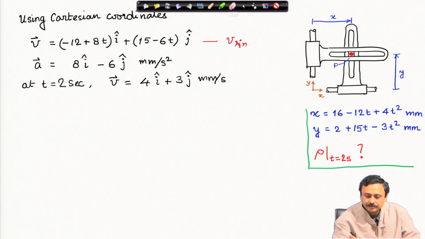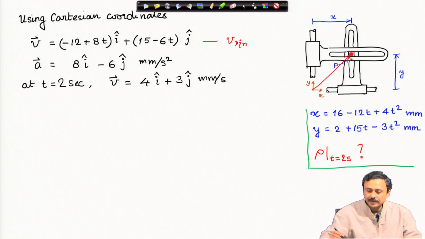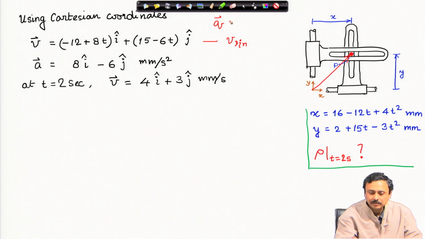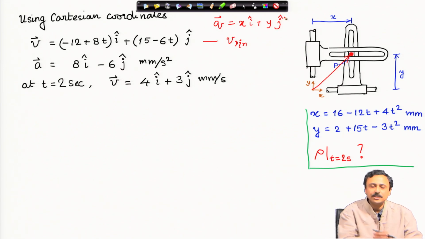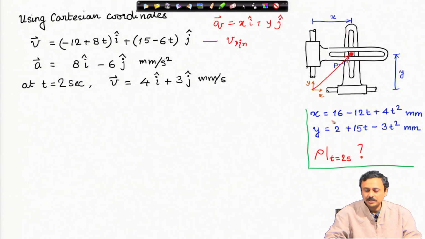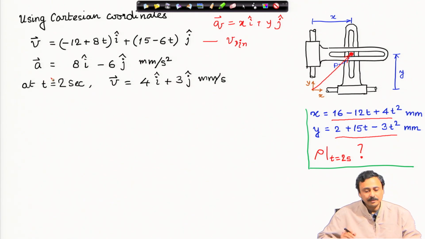So, the velocity of the pin is given by its coordinates. The position vector of the pin is x i cap plus y j cap, and I just differentiate this position vector to get the velocity vector, which you can easily find from here by differentiating x and y, as they are given explicitly as functions of time. So, I can differentiate to find the velocity vector and acceleration vector of the pin.